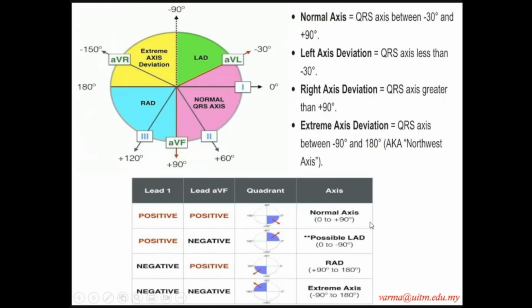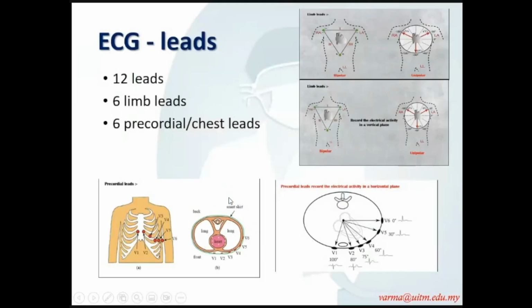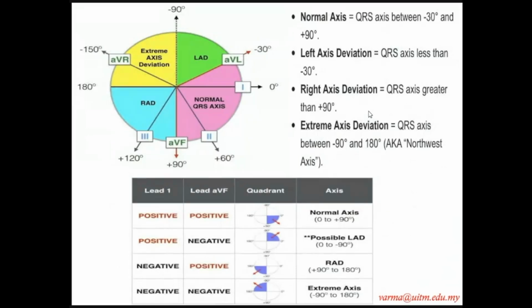In ECG, how are you going to say whether it's positive without knowing this degree? We look at lead 1 and lead aVF. I just want to go back here for a while. When you look at it, this is your lead 1, which we are looking at there, and then we have your aVF lead. So if lead 1 is positive, it means upward going, and lead aVF also upward going.